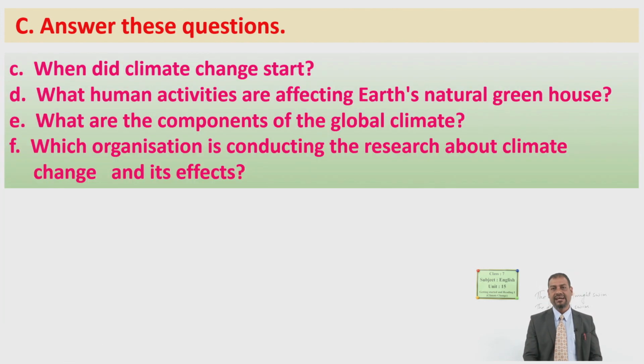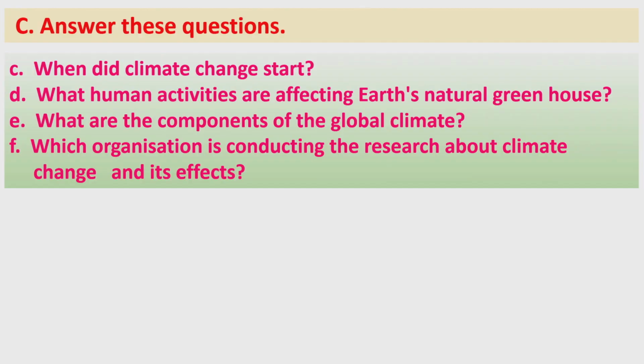Dear students, these are some examples for you, and then you can write down the answers of C. When did climate change start? What human activities are affecting Earth's natural greenhouse? What are the components of the global climate? Which organization is conducting the research about climate change and its effects? You can find in your text. Please search them, write them down in your notebook in your free time.